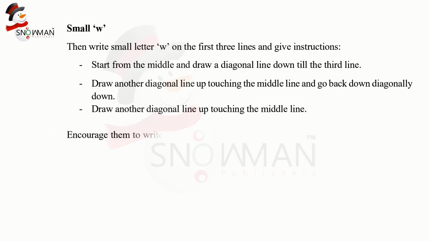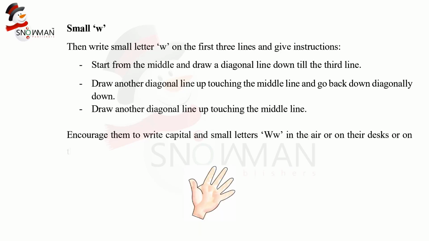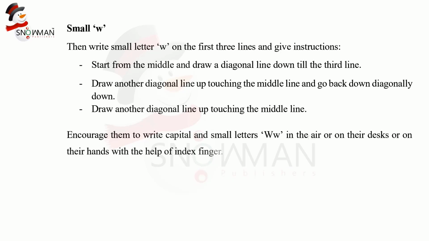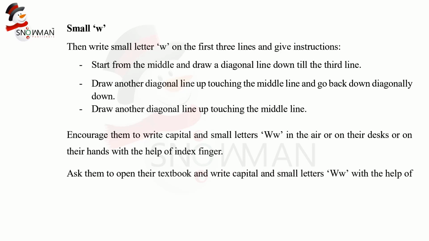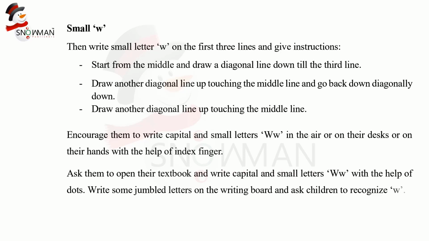Encourage them to write capital and small letters W in the air, or on their desks, or on their hands with the help of the index finger. Ask them to open their textbooks and write capital and small letters W with the help of dots. Write some jumbled letters on the writing board and ask the children to recognize W.